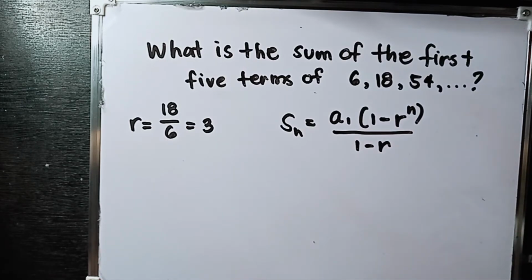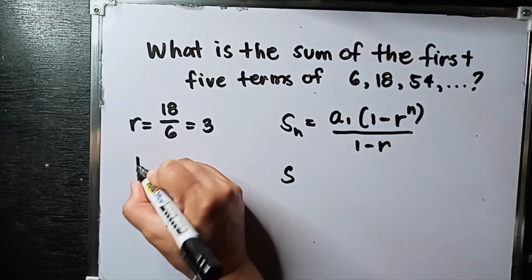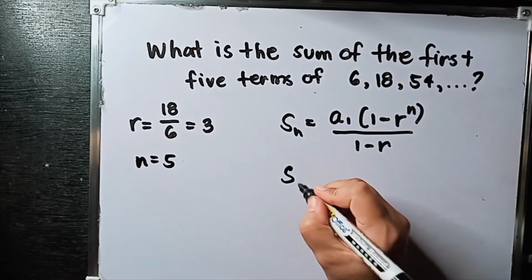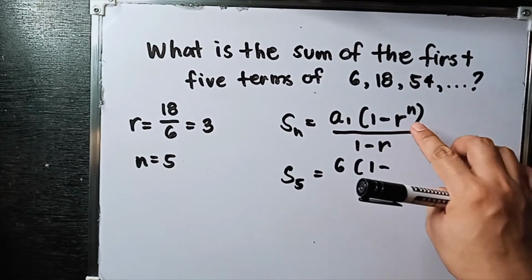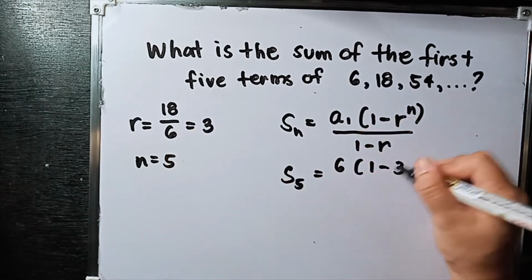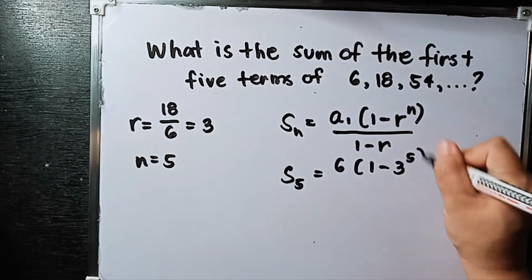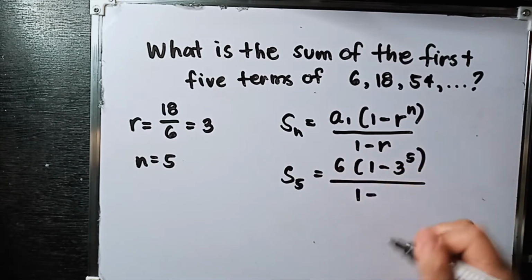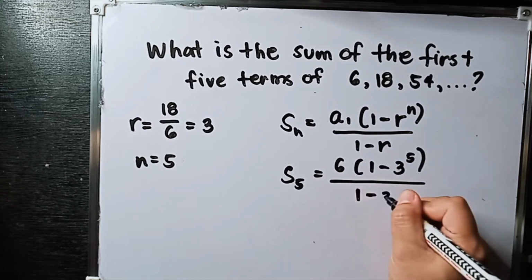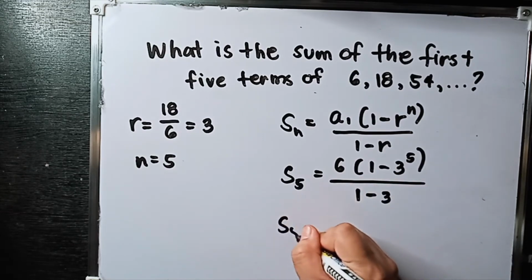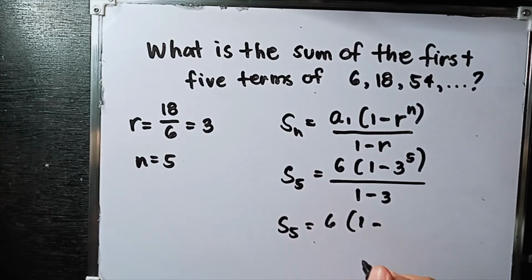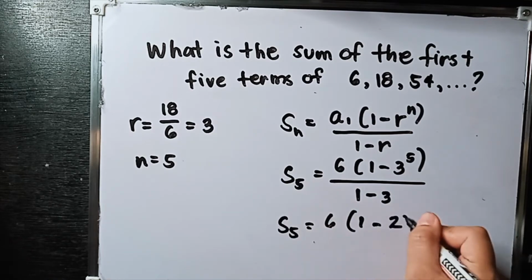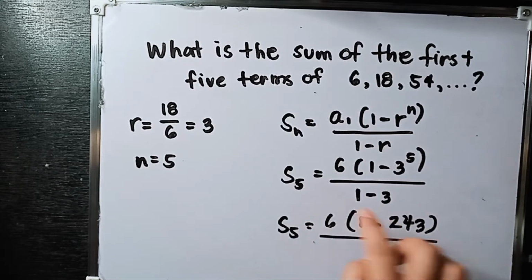Then we just substitute all the values. Our n here is 5, since we are looking for the first 5 terms. S sub 5 equals the first term, which is 6, times 1 minus the common ratio 3 raised to n, which is 5, all over 1 minus our common ratio, which is 3. Then we simplify. S sub 5 equals 6 times 1 minus the value of 3 raised to the 5th power, which is 243, all over 1 minus 3, which is negative 2.